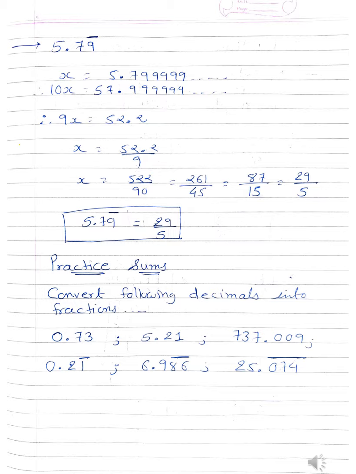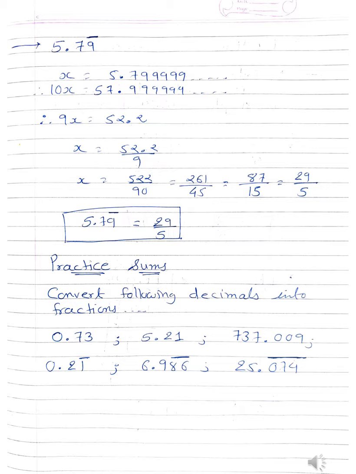So here we are multiplying with the number 10, as we have discussed earlier, on the left hand side and also on the right hand side. So in the second step we get 10x equals 57.9999. Mind well, we need to keep the decimal point just below the decimal point for calculation convenience. And then we have to subtract equation number 1 from equation number 2 to get the result 9x equals 52.2. Using transposition, I can write x equals 52.2 upon 9.